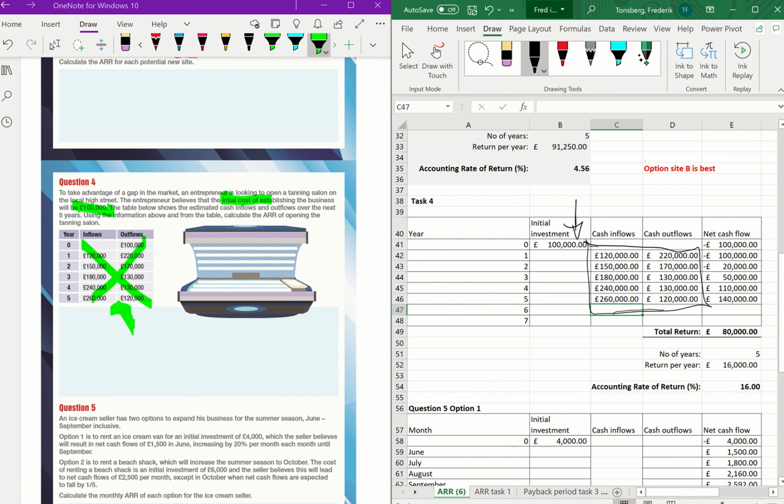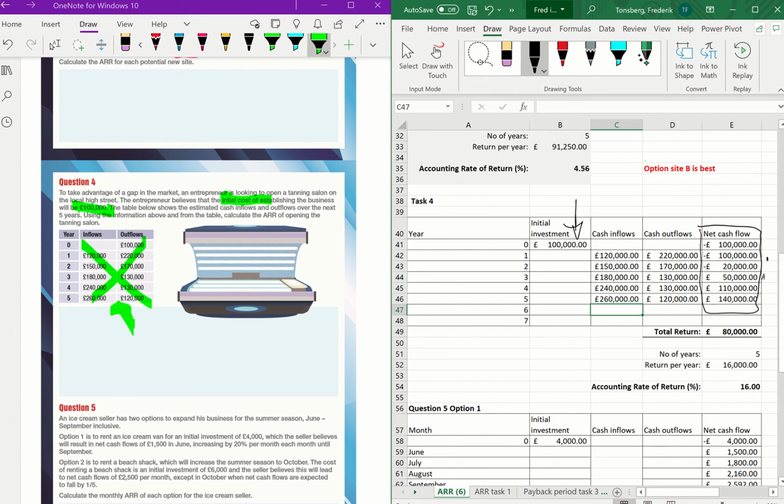So year 0 gives us a net cash flow of minus £100,000, because that's what we're paying out of our bank account. The next year, year 1, we got 120 being paid in, but we got 220 being paid out. So that gives us another minus £100,000 net cash flow. That's not great. Next year, 150 minus 170 is minus 20, and so on. So it's actually not until year 3 that they start to make a positive net cash flow. That's not even a positive bank balance, just a positive net cash flow. But anyway, continue doing that through calculating this column here.